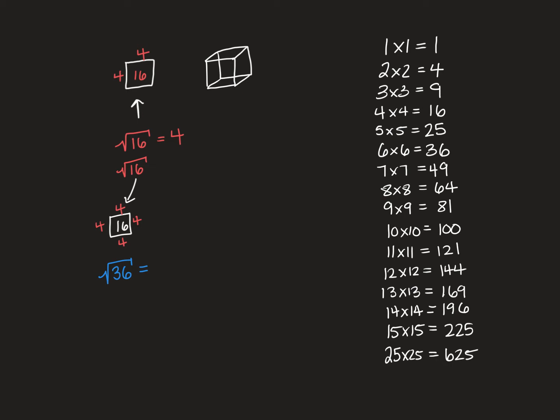Okay, so now that I reminded you of when a number is multiplied by itself, like a square, another way to write 1 times 1 is 1 squared. Another way to write 2 times 2 is 2 squared. Another way to write 3 times 3, that's 3 squared. 4 squared. 5 squared. 6 squared. 7 squared. 8 squared. 9 squared. 10 squared. 11 squared. 12 squared.